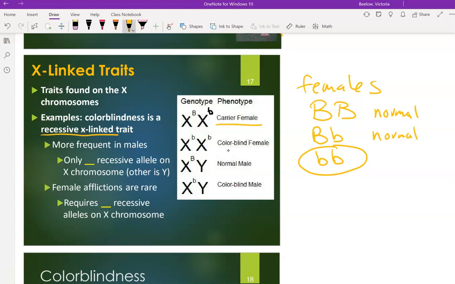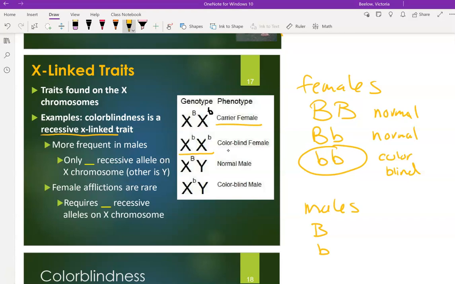The only way for a female to be colorblind is if she has both recessive traits. You would need to get both copies in order to be colorblind. Colorblind females are extremely rare. However, remember, males only have one X chromosome, so there are 2 options for them, versus the female, where there could be 3 options.